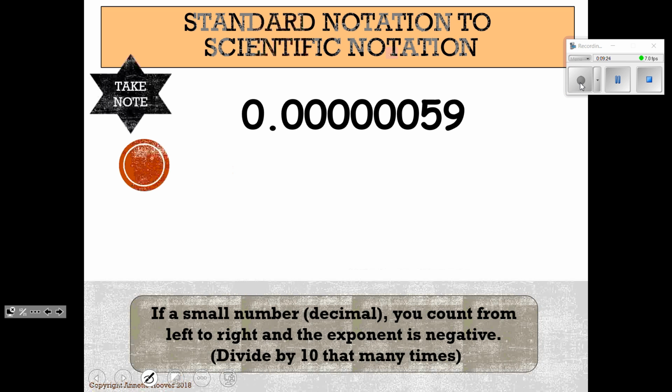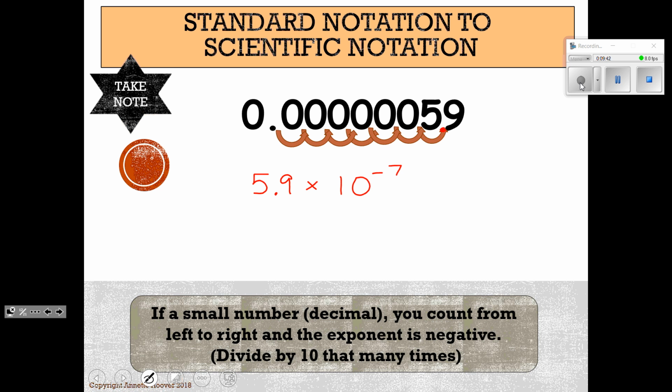again, we have a decimal. We want to move the decimal between the 5 and the 9 so that we have a number between 1 and 10, 5 and 9/10 times how many places are we moving it? 1, 2, 3, 4, 5, 6, 7 places. So we know it's a -7.